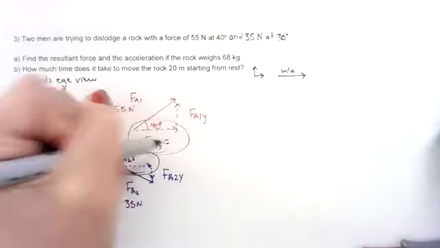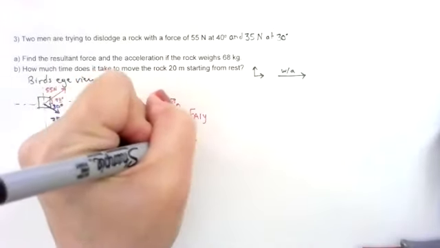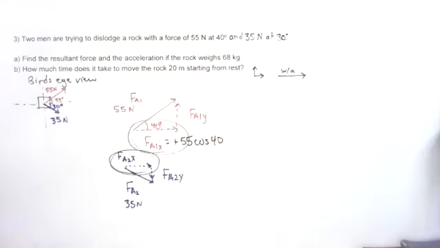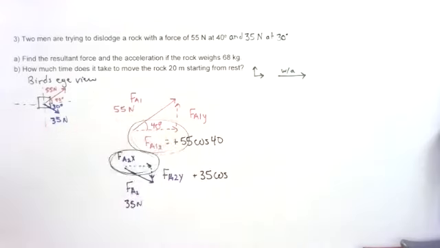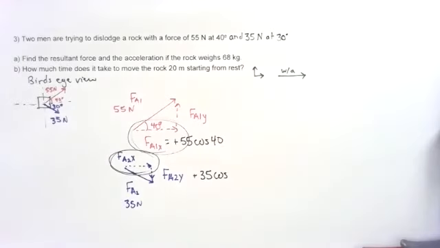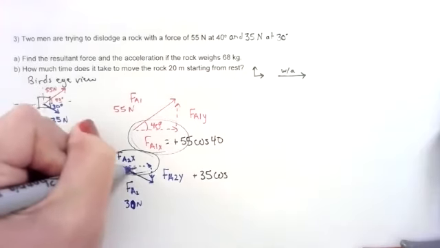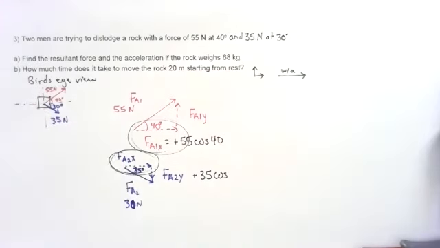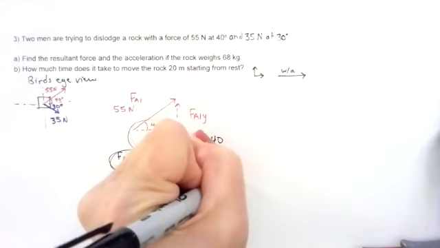Well, this guy is going to be positive. It's in the positive direction. We're going to take 55 cosine of 40. And this guy is going to be positive 35 cosine of, what was my angle again? Whoops, I have a typo. 30. You were wondering, uh-oh, am I going to catch that as a teacher mistake? So this should be 30 cosine 35.